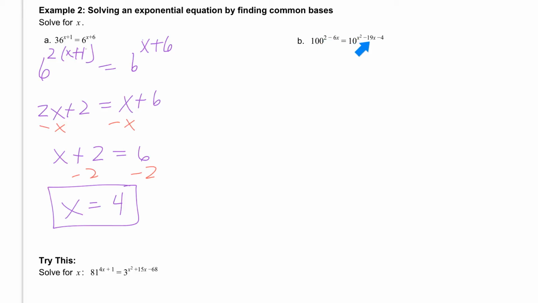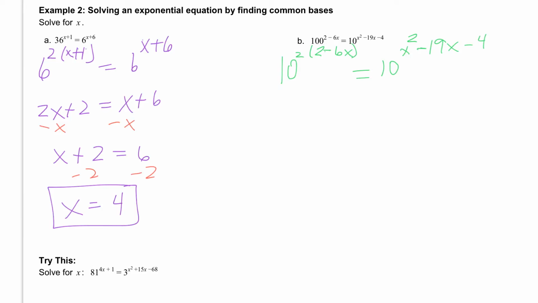If we take a look at letter B, we have 100 to the 2 minus 6x, and 10 to the x squared minus 19x minus 4. Our bases should be the same. If we look at 10 and 100, these are both multiples of 10, so we should be able to get a base of 10. 100 is 10 to the second, and remember we're multiplying it by that 2 minus 6x. And then since our right-hand side already has a base of 10, we can leave that one as it is. So 10 to the x squared minus 19x minus 4.